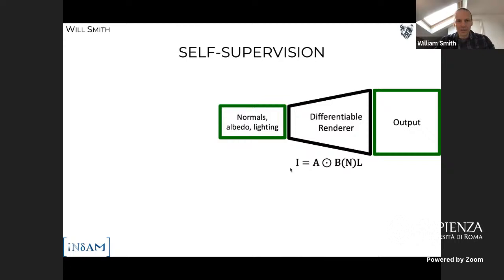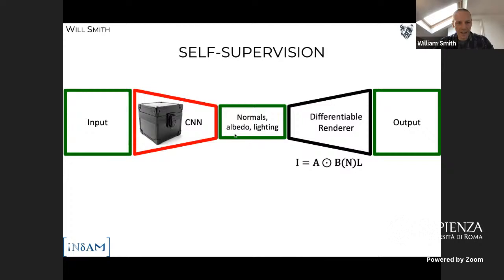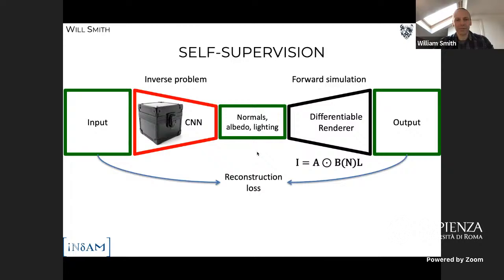So we know how to model the forward process. And the idea is we're going to train a CNN to solve the inverse problem using this model to supervise the task. So we have a black box trying to solve the inverse problem. We have a fixed model that simulates the forward process, or rendering. And the training signal that we exploit is the difference between these two images. So this is what we did in inverse RenderNet. Let me show you what this looks like.